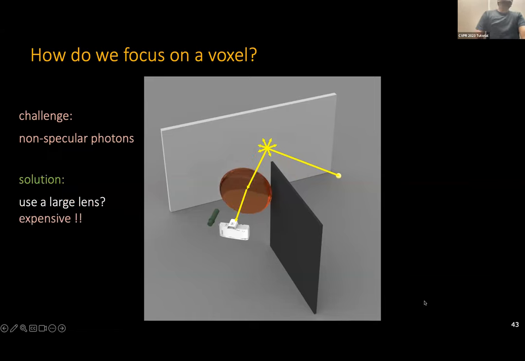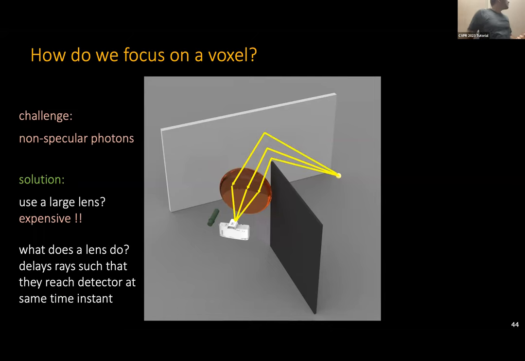Well, we can use a huge lens, and that gathers a lot more light. However, large lenses are expensive, bulky, and not practical. But really, what does a lens do? A lens delays the light rays such that they reach the detector at the same time instant. All the light rays coming from the voxel, or whatever point we are trying to image, go through this lens. The ones traveling through the center of the lens, which have a shorter geometric path length, travel through a thick glass slab, so they are delayed more. Whereas the light that goes to the periphery of the lens gets delayed less. And in the end, all the light rays which focus onto the camera have the exact same time of travel. That's Fermat's principle, right?